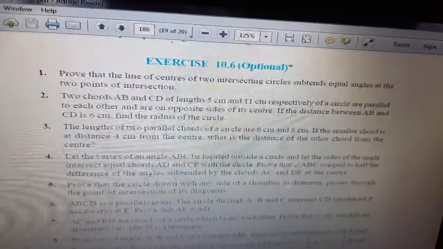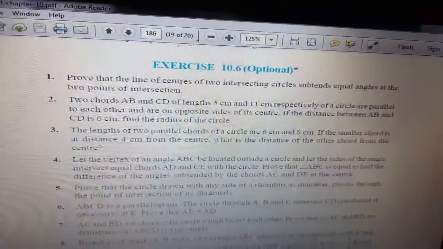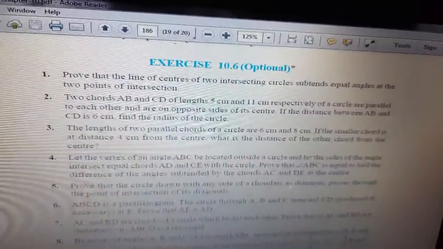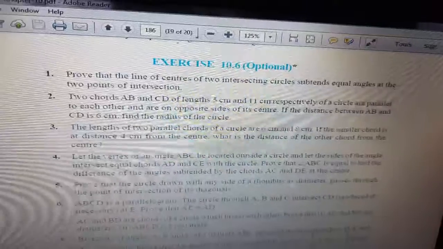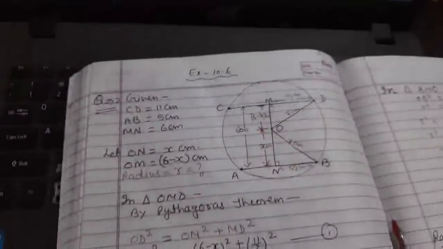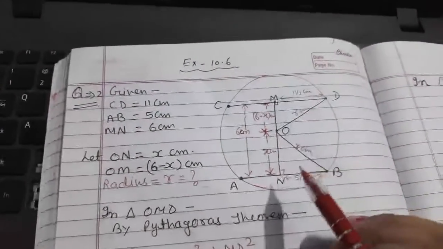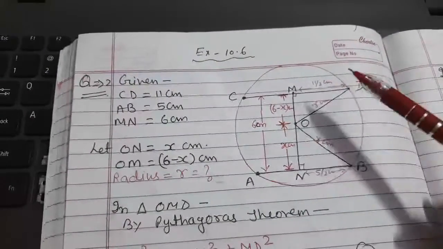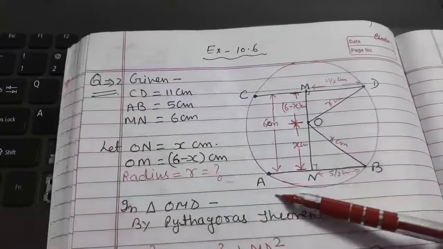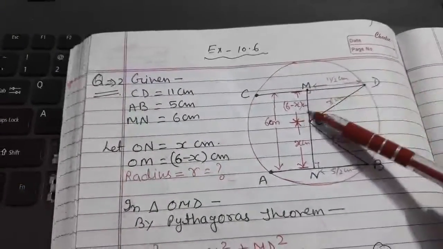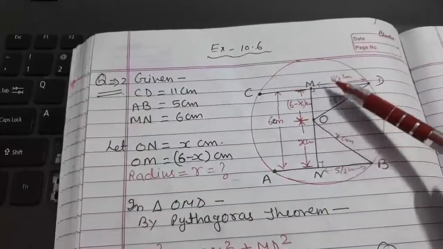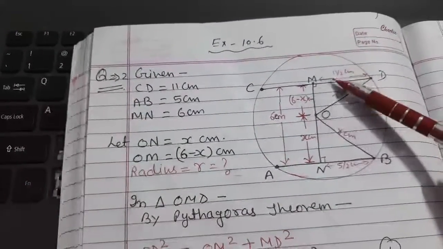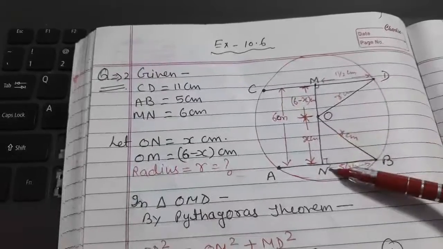Okay. So with the help of this statement, first we will try to draw the diagram and then we will solve the question. We have to find the radius of the circle in this question. So let's see what the diagram is according to this question. I have drawn a circle and two parallel chords, AB and CD. Both the chords are on opposite sides of the center. This is the center O, and one chord is on this side and the second is on the other side.